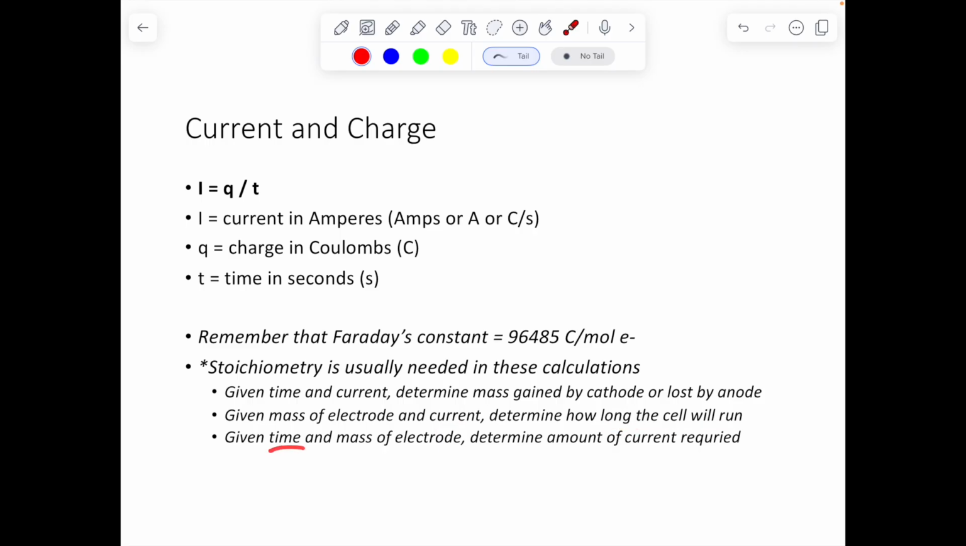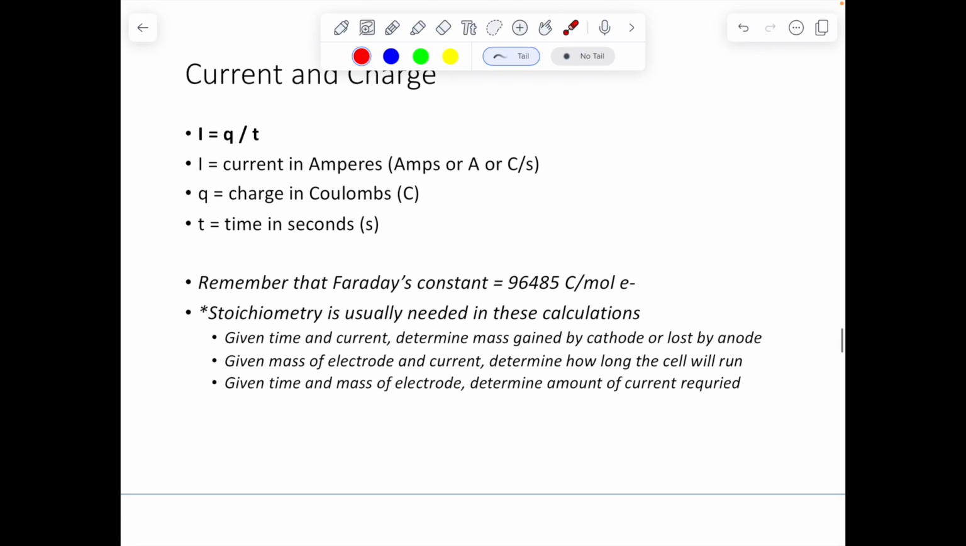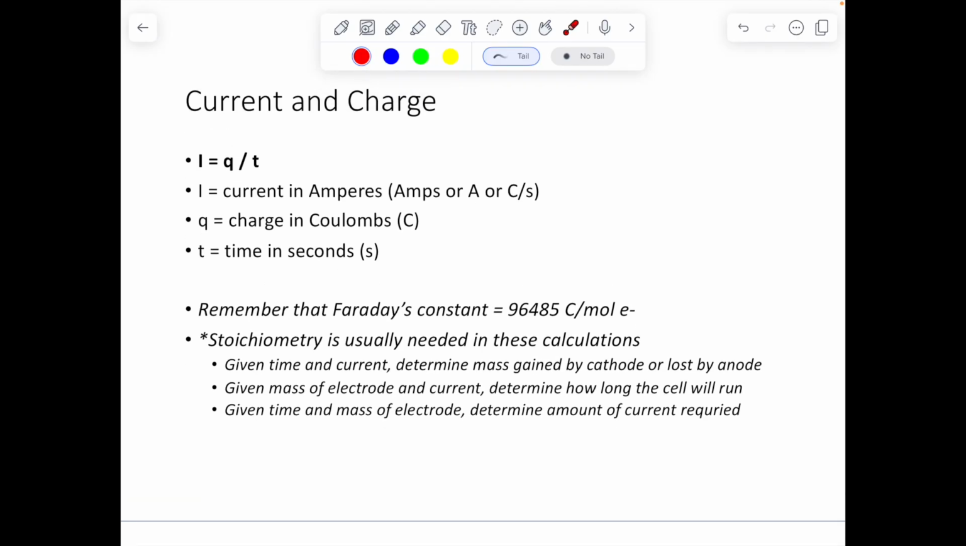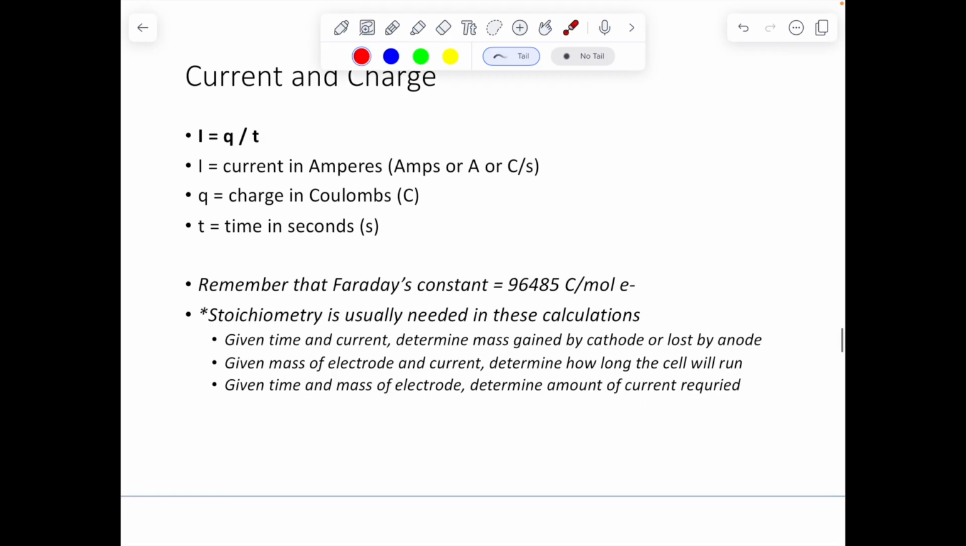If we know the time and the mass of the electrode, we can determine the amount of current required or given, depending on the type of cell that we have, if it's galvanic or electrolytic. So there's all kinds of things we can do with this equation and with stoichiometry to combine these into some very, very good problems.